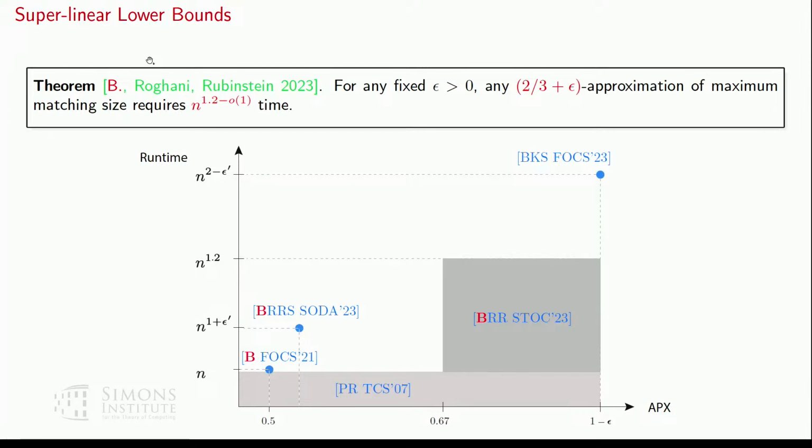So let's put together the lower bounds and the upper bounds. These were the upper bounds that we knew. The Parnas-Ron lower bound basically rules out any better than n time algorithm for any constant approximation. Here we rule out algorithms in this region. We basically said that any better than 2/3 approximation would have to spend more than n to the 1.2 time. Okay. And as you see, there are a lot of regions where the answer is unsure. For example, can we get all the way up to 2/3 in order n time? There are a lot of nice open questions to think about. Okay. Any questions about the statement of the result?